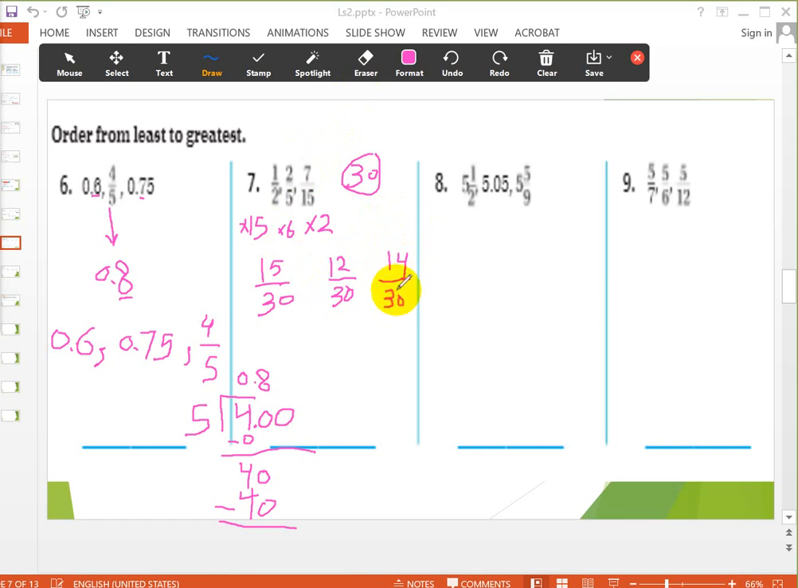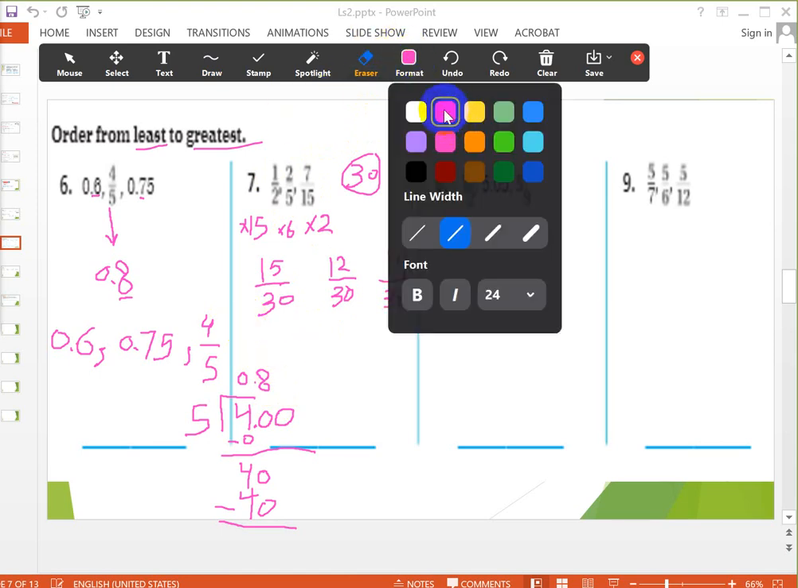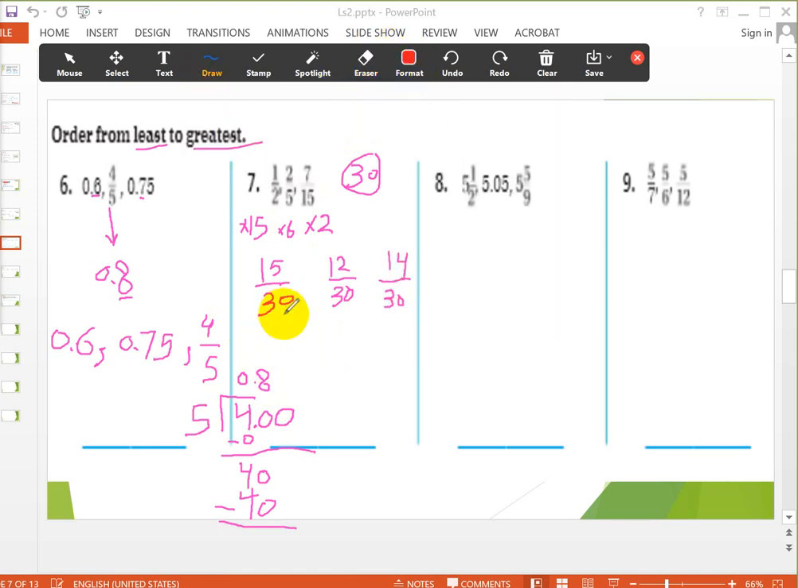Now, can I compare between numerators? Yes. Which one is the least and which one is the greatest? The least one is 12 and the greatest one is 15. So if I want to order, the least one will be 12 over 30, which is 2 over 5. So I will order the numbers. It will be 2 over 5. This is the first one. I'll write it in another color, sorry.